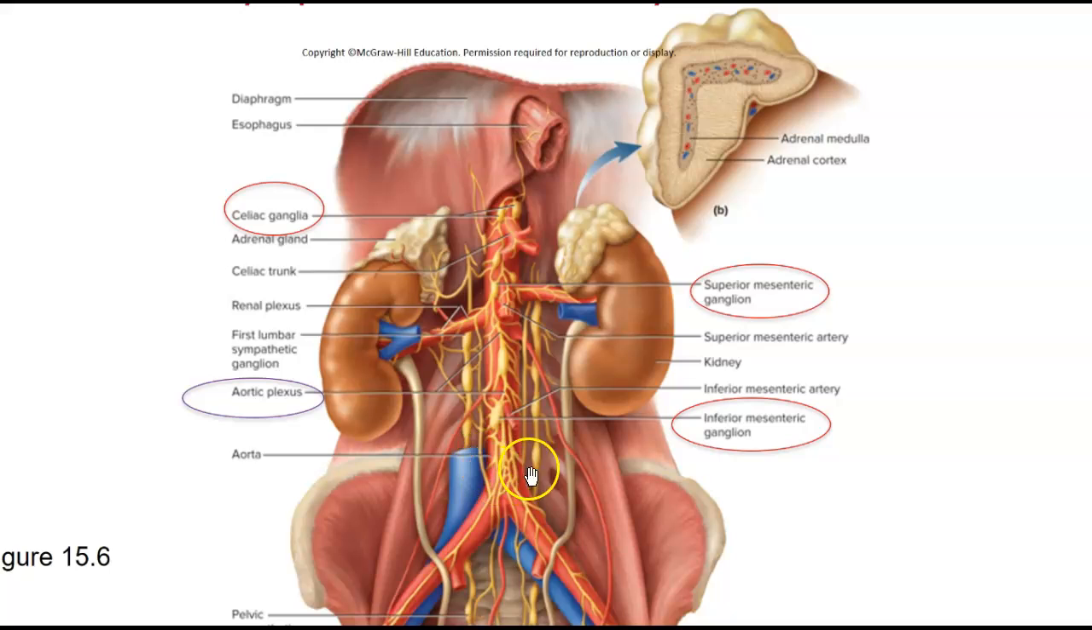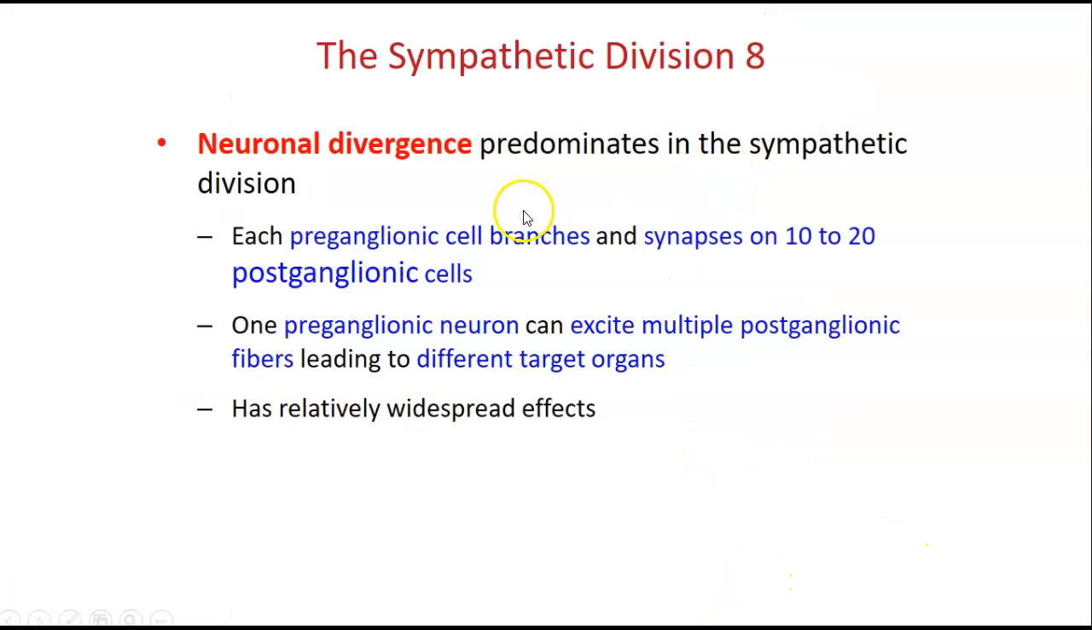As you can see, all these ganglia cover the abdominal aortic arteries to regulate the blood flow to the organs of digestive, urinary, and going down, they also regulate the reproductive organs. In the sympathetic division, neuronal divergence predominates. Each preganglionic cell branches and synapses with 10 to 20 postganglionic cells. One preganglionic neuron can excite multiple postganglionic fibers leading to different target organs. They have very widespread effects across the body.